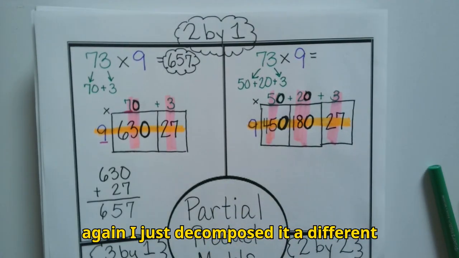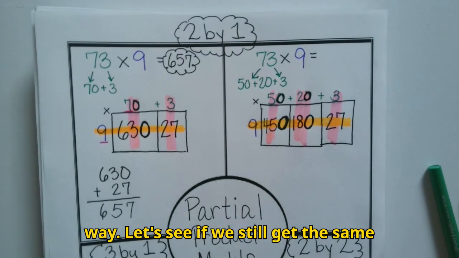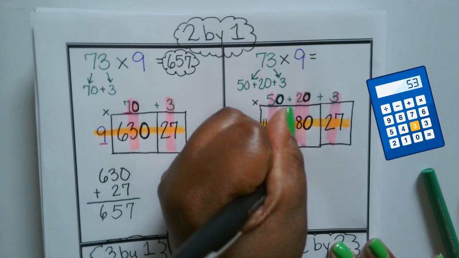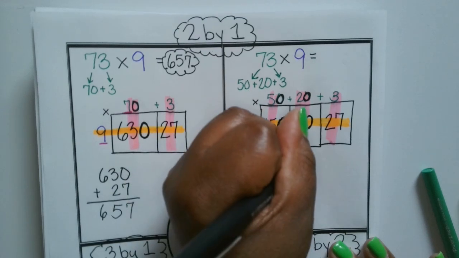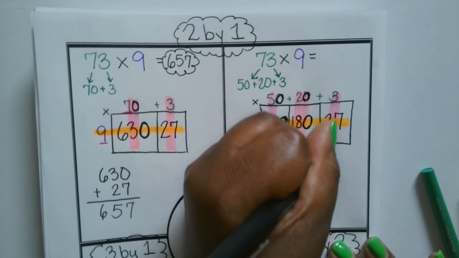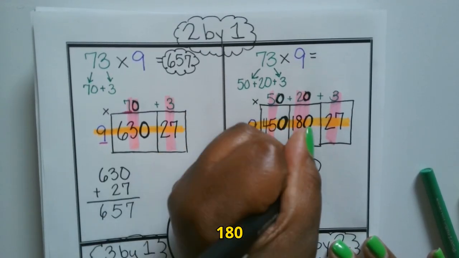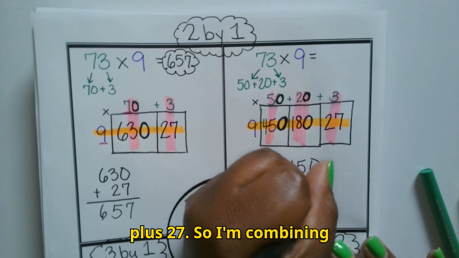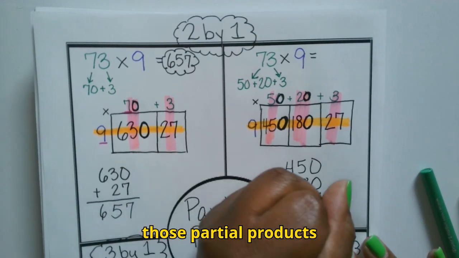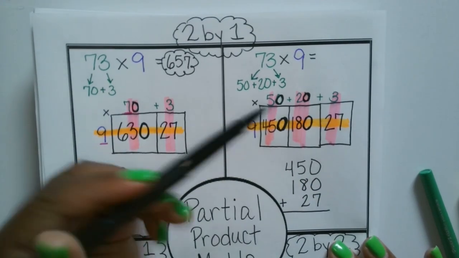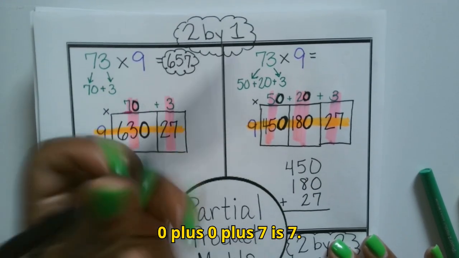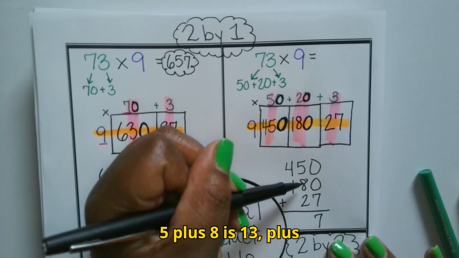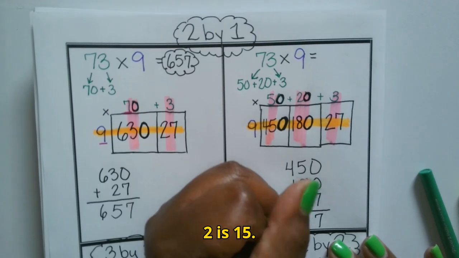So again, I just decomposed it a different way. Let's see if we still get the same product, or sum in this case. 450 plus 180 plus 27. So I'm combining those partial products. 0 plus 0 plus 7 is 7. 5 plus 8 is 13. Plus 2 is 15.